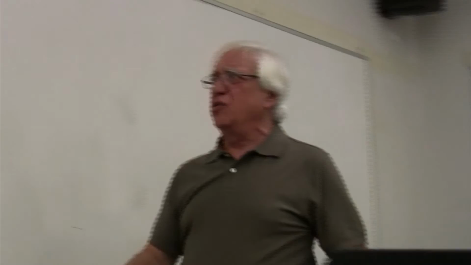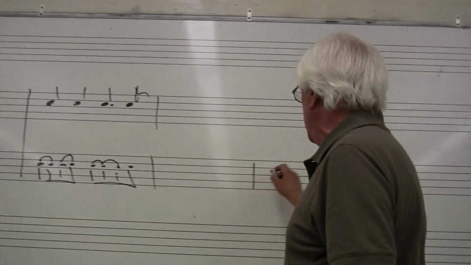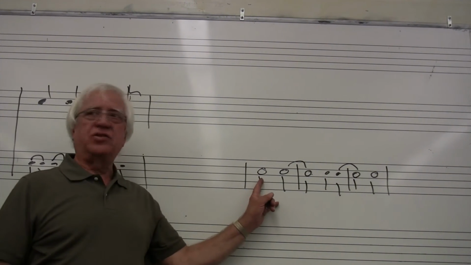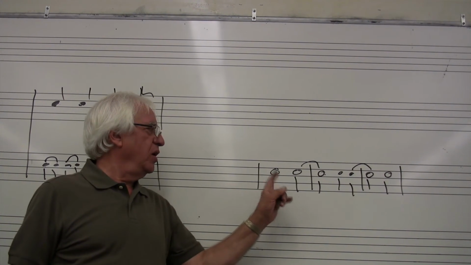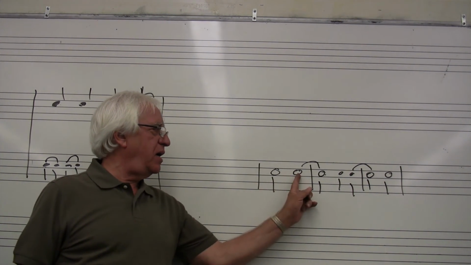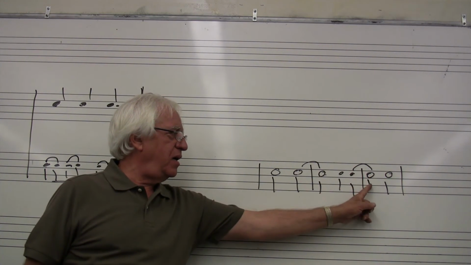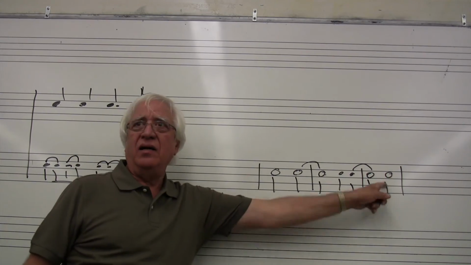Why would we want to do that when we could just write the value of the note? Well, we have a problem. What if I want to do this across the bar line? See? So now I would sing this as 3, 4. Da, da, da, da, da. You see that?